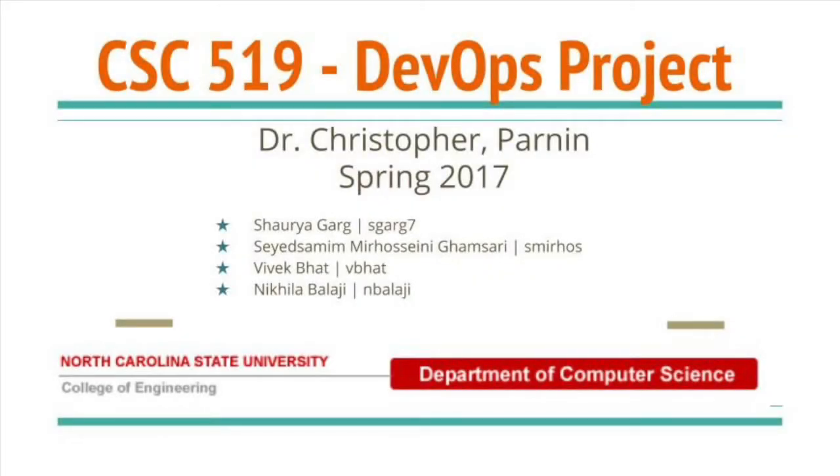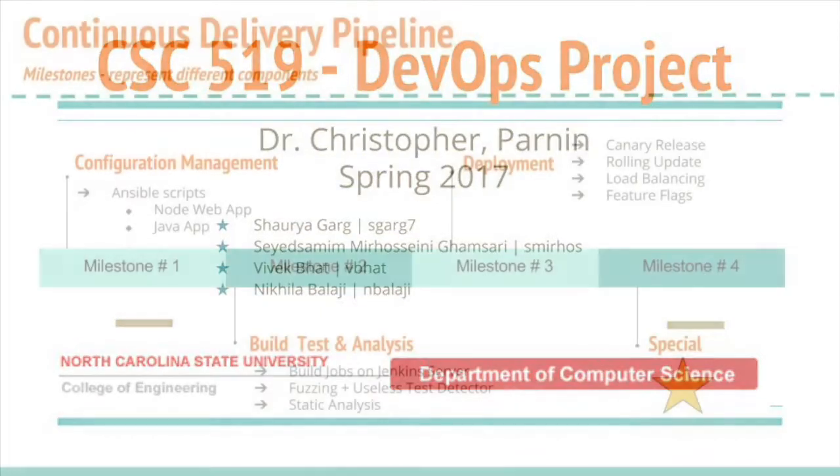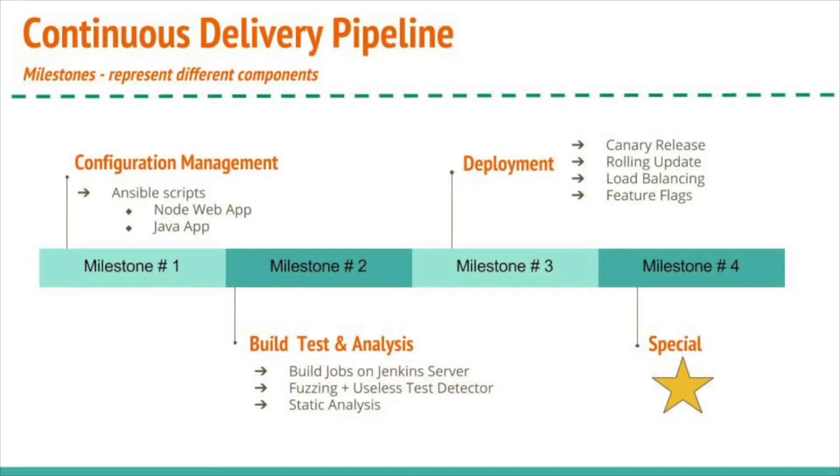Hello everybody, this is our team and today we will be presenting our DevOps continuous development pipeline that we implemented over the course of the semester. In total, we had 4 major milestones. This provides a complete overview of the project. We can see how different components were added incrementally to the pipeline during the milestones.